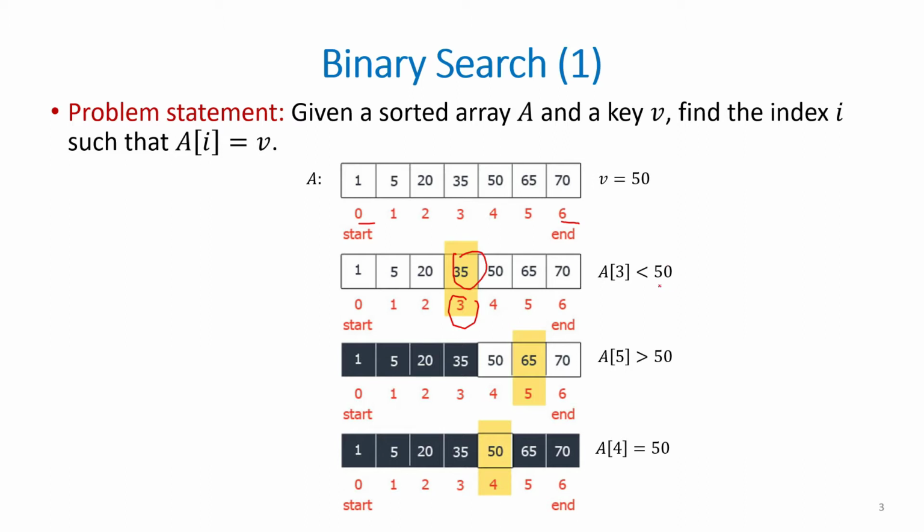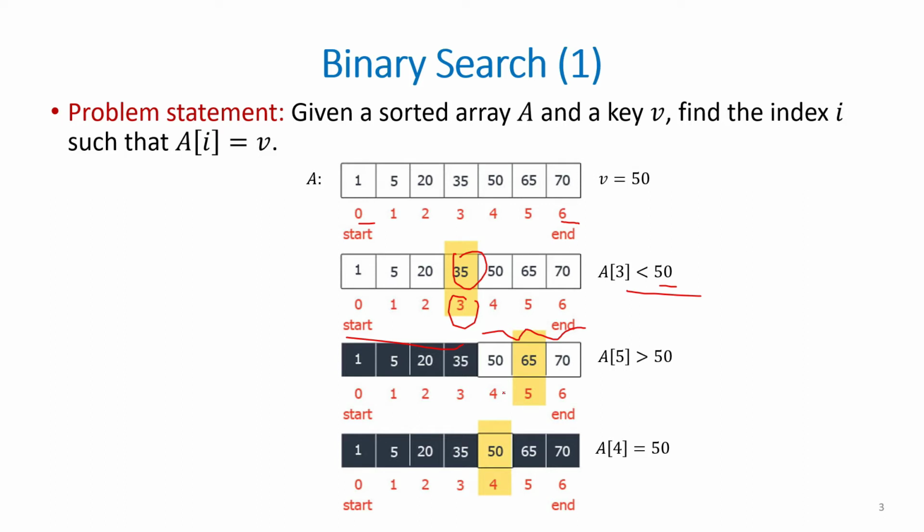We then compare 50 with 35. If they are equal, we return the index 3. But in this case, they are not. Since A[3], which is 35, is less than 50, and we know that the array A is sorted, we can easily ignore the first half of the array and repeat the binary search only in the second half. So in each step, we reduce the size of the array, or we reduce the search space, by half.